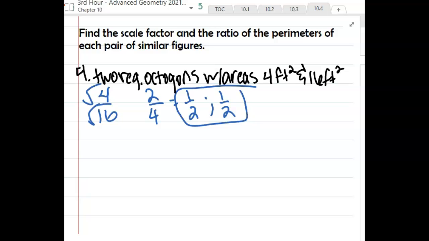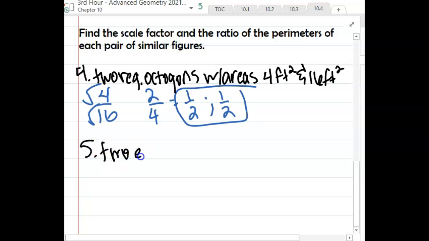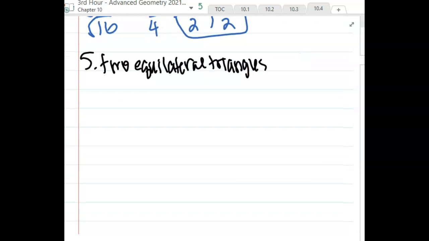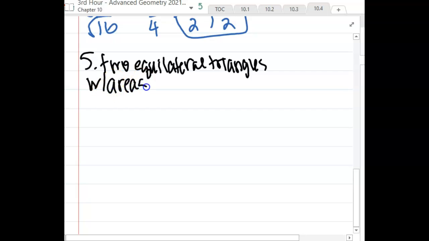Okay, let's do one more of those. So number 5, we have 2 equilateral triangles with areas 16 square roots of 3 feet squared and the square root of 3 feet squared.